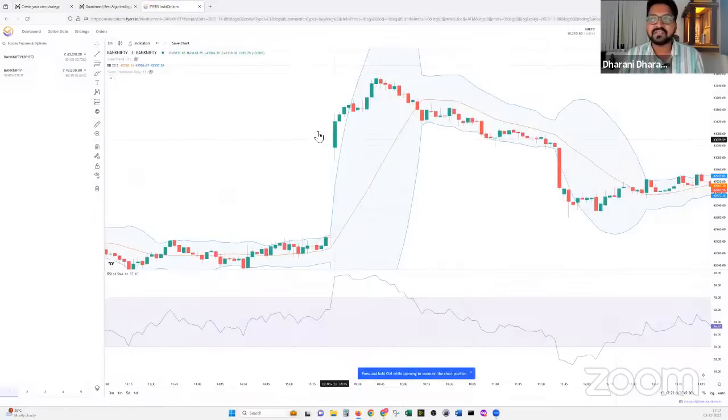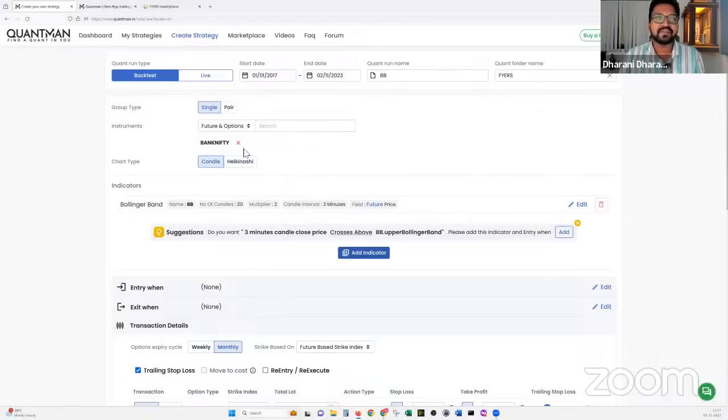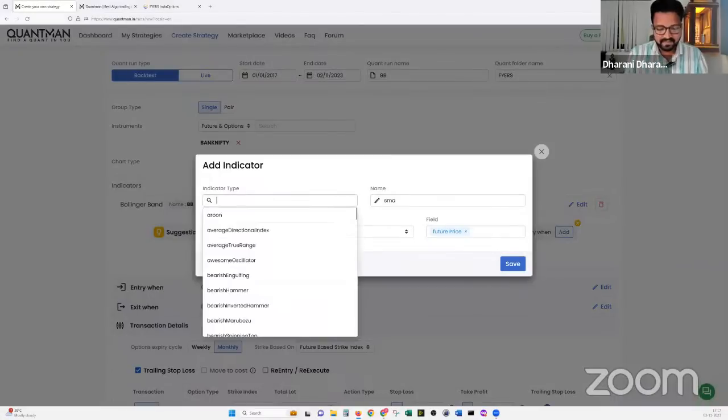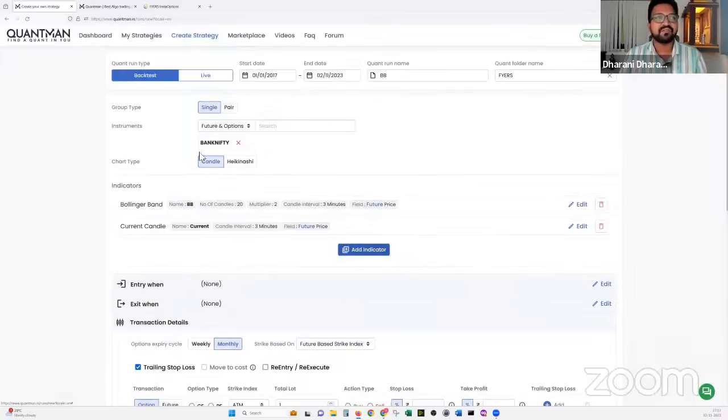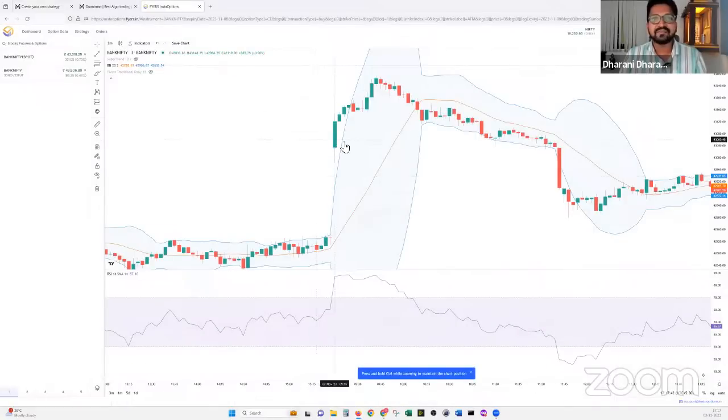And the other thing involved over here is the candlestick. I'm just going to add the candlestick over here. It's very simple. Just click on add indicator. Now we have the current candle, and we have the 3 minutes time frame. Now I save it. So now we have the candle as well as the Bollinger Band.